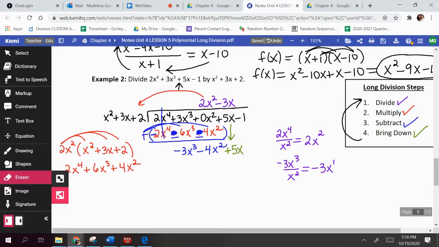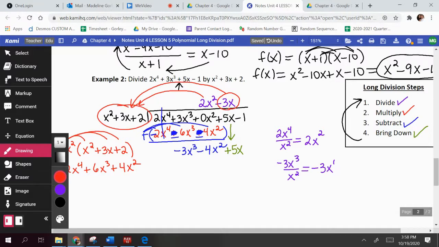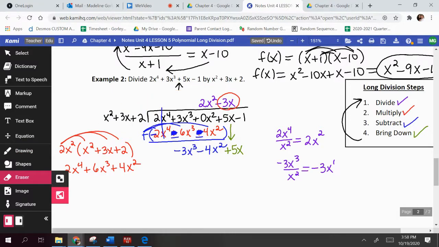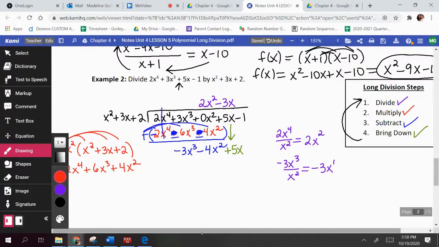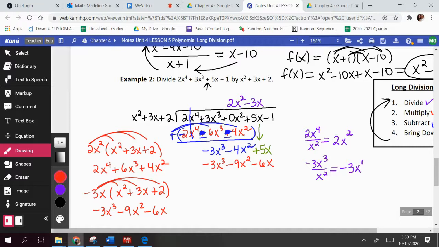Then I multiply. What do I multiply? Multiply what I just got from the division by the entire divisor out front. So I'm going to have negative 3x times x squared plus 3x plus 2. It's going to be negative 3x cubed minus 9x squared minus 6x. So I'm going to line all those terms up: negative 3x cubed minus 9x squared minus 6x.